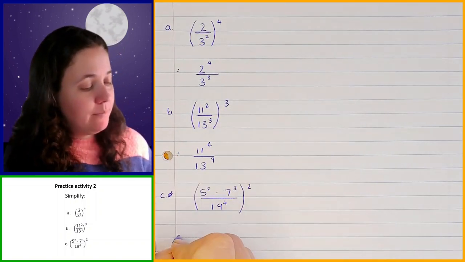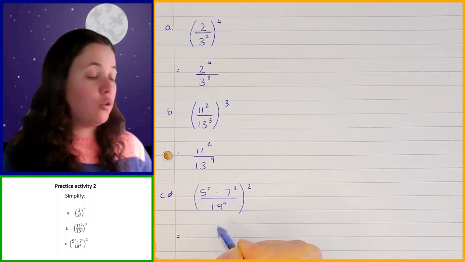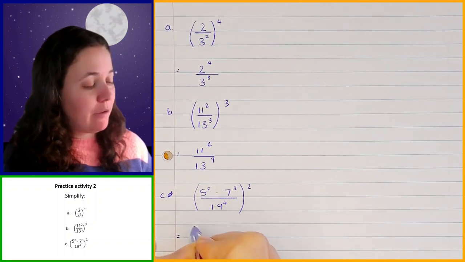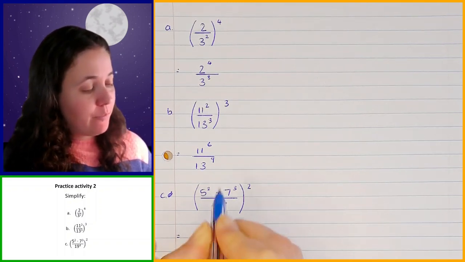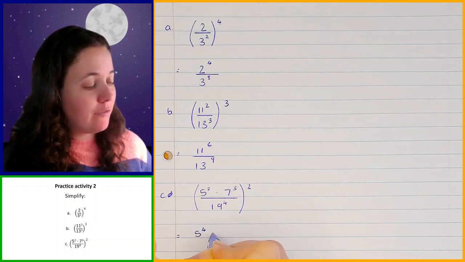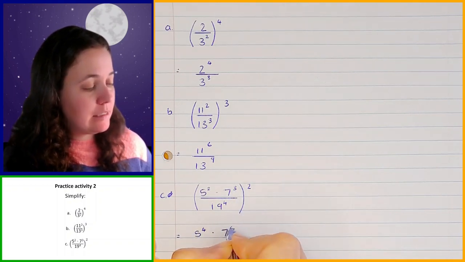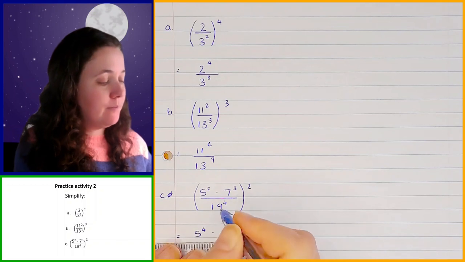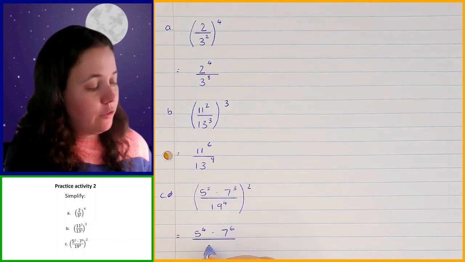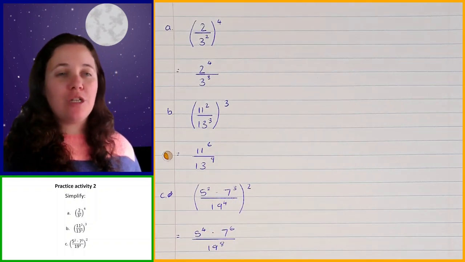And then the last one, we've got 5 squared times 7 cubed times 9, or over 19 to the power of 4 in brackets squared. So first, I'm going to take my 5, stays 5, but I'm going to multiply the 2 by the 2, and that gives me 4. So it's 5 to the power of 4 times 7 to the power of 3 times 2 is 6 over 19 to the power of 4 times 2, which is 8. So that's what you should have got for question C.